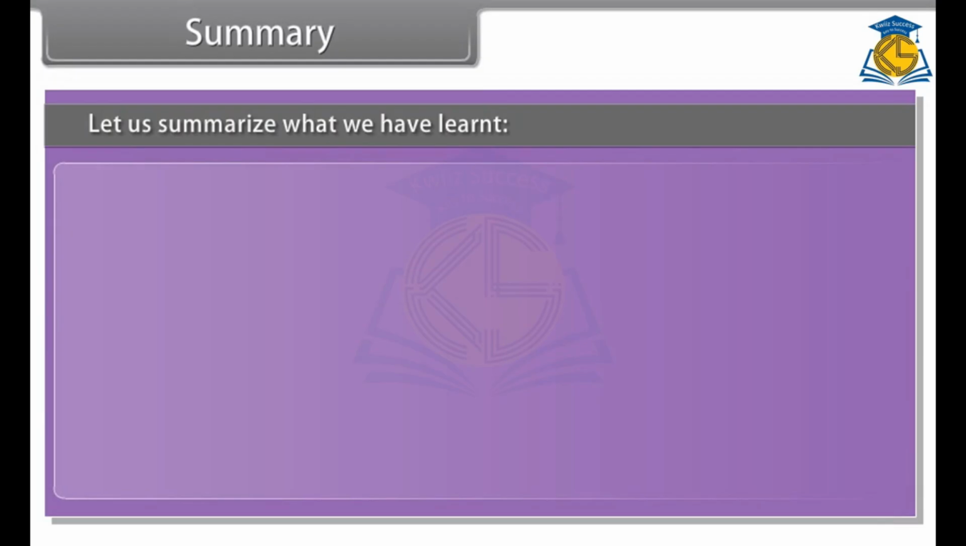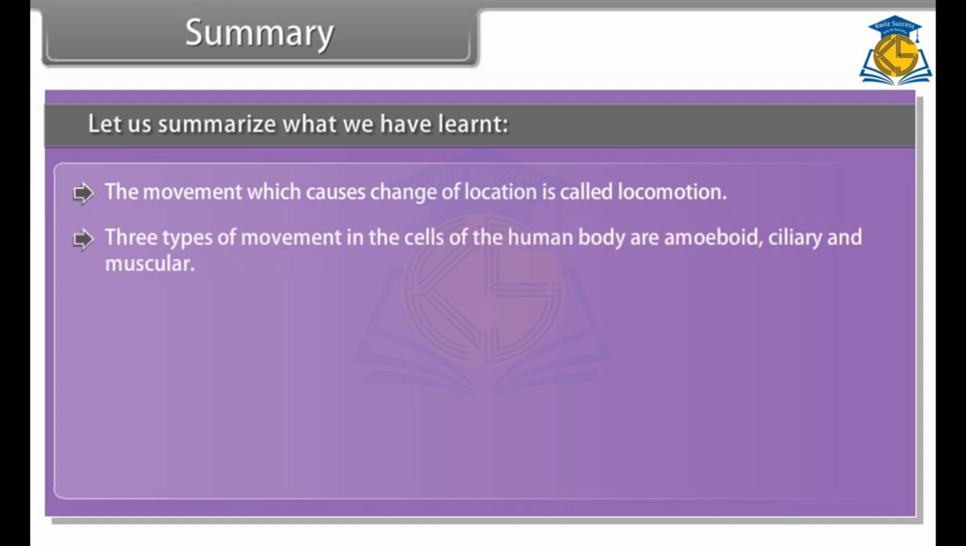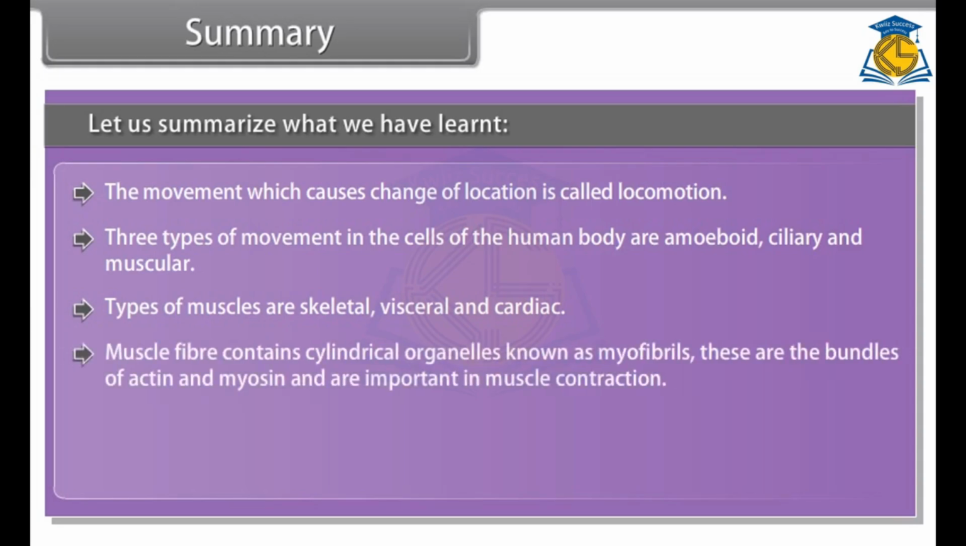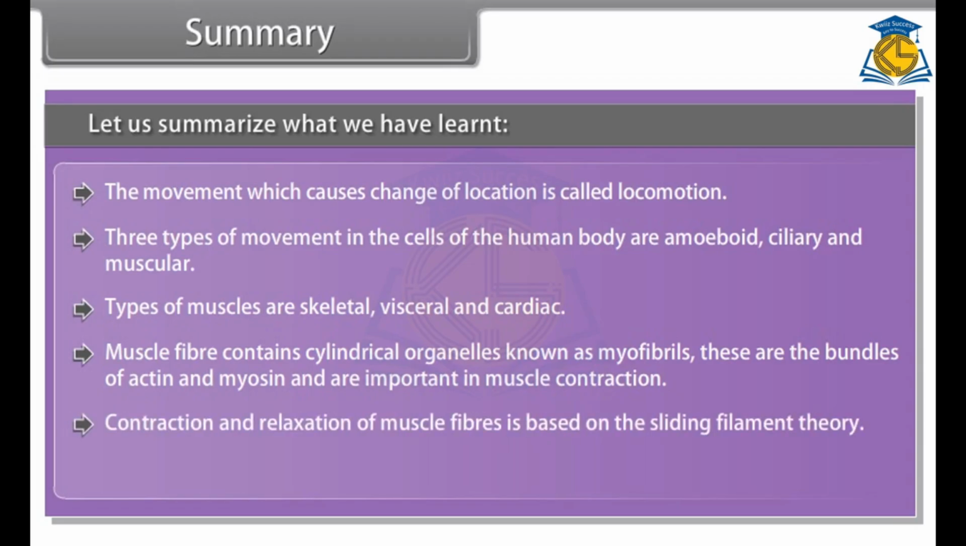Summary. Let's summarize what we have learned. The movement which causes change of location is called locomotion. The 3 types of movements in the cells of the human body are amoeboid, ciliary and muscular. Types of muscles are skeletal, visceral and cardiac. Muscle fiber contains cylindrical organelles known as myofibrils. These are bundles of actin and myosin and are important in muscle contraction. Contraction and relaxation of muscle fibers is based on the sliding filament theory.